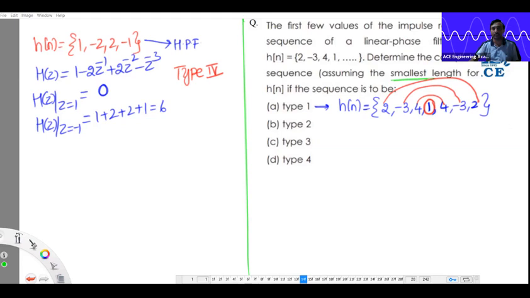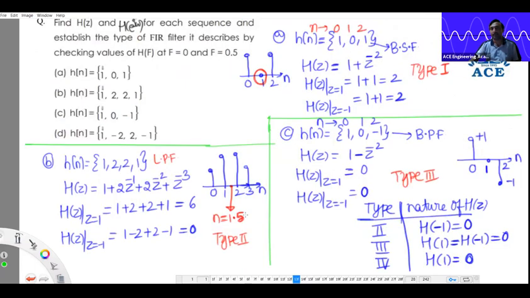He has given the beginning samples, the complete set of samples. Type 2: what we observed is H(π) = 0. Ending 0 means for a high pass filter, where we want the maximum value at the end, a high pass filter cannot be designed. Band stop also needs some nonzero number. As it is 0, a band stop filter is not possible.